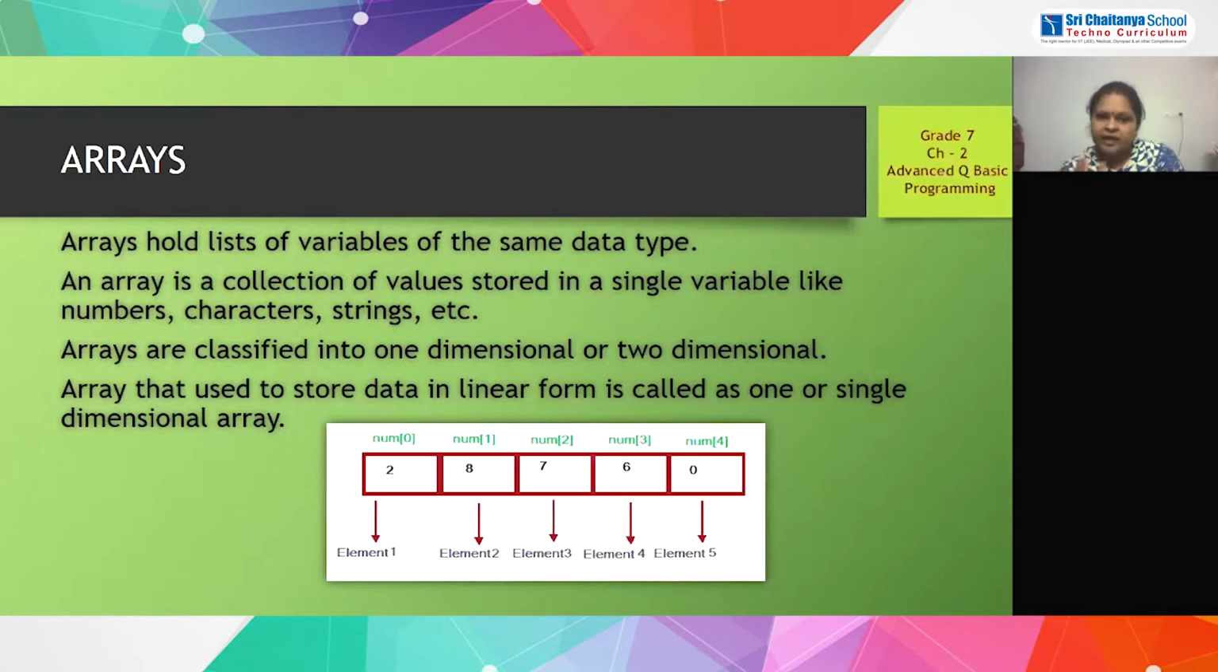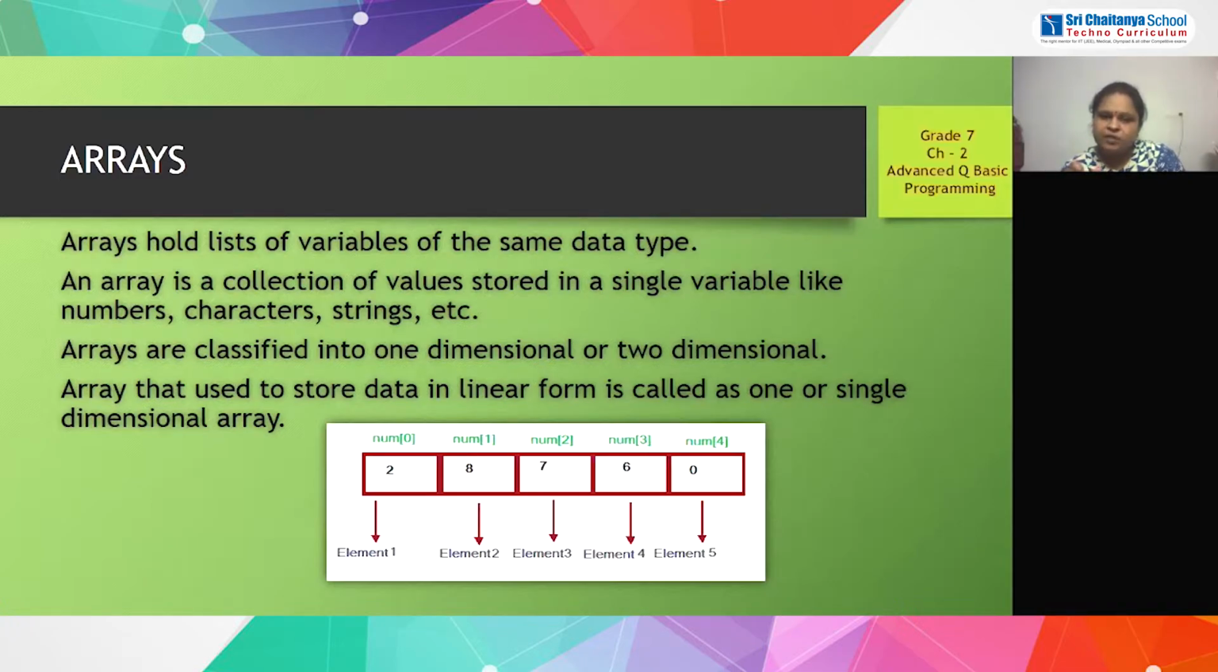Okay, so an array is a collection of values stored in a single variable, like numbers, characters, or strings. Means you can either read numbers, or characters, or you can even read strings using arrays. Arrays are classified into two types: one-dimensional array and two-dimensional array.